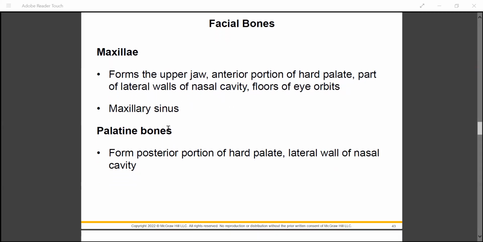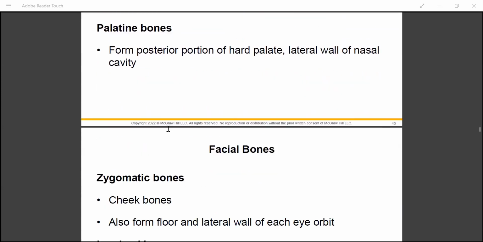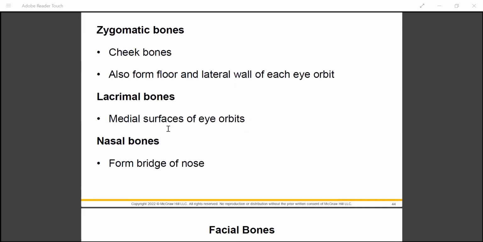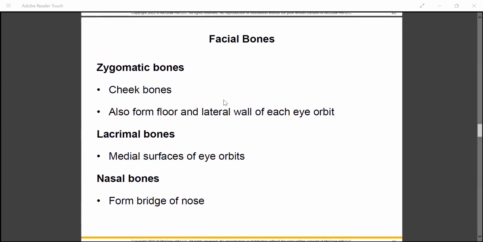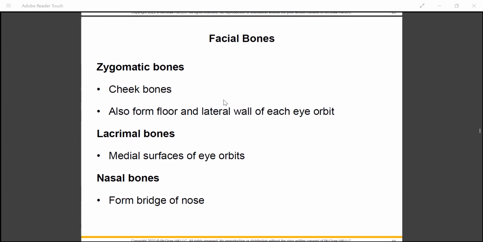Our palatine bones are kind of hidden from the surface, but they form the posterior part of our hard palate and help form our nasal cavities as well. Your zygomatic bones are known as your cheekbones, more or less formally. These also help to form our floor and walls on the lateral side of our eye sockets. Lacrimal stands for tears. So your lacrimal bones are going to be on the medial surface of your eye orbit. So zygomatic is going to form lateral, lacrimal will form medial. Your nasal bones will form the bridge of the nose.